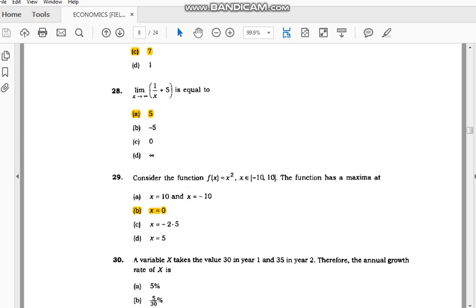Next, the maxima minima problem. Just remember the rules: the minima rule and the maxima rule. For minimizing a function, there is a rule: the partial derivative has to be equal to 0.